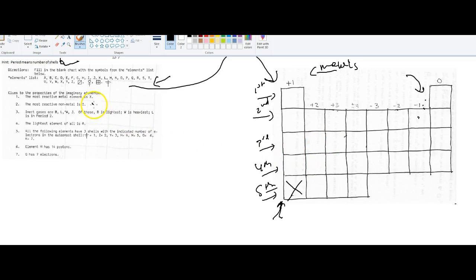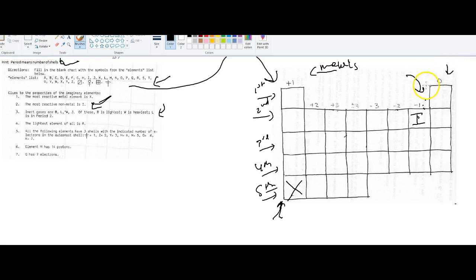Most reactive nonmetal. Aha, I know where that is. That's supposed to be right here. Right? That's my most reactive nonmetal. All right, inert gases from lightest to heaviest. Inert. Got to look up that word, inert. I look up the word inert. It means it doesn't do anything. What chemicals do nothing? That would be the noble gases.